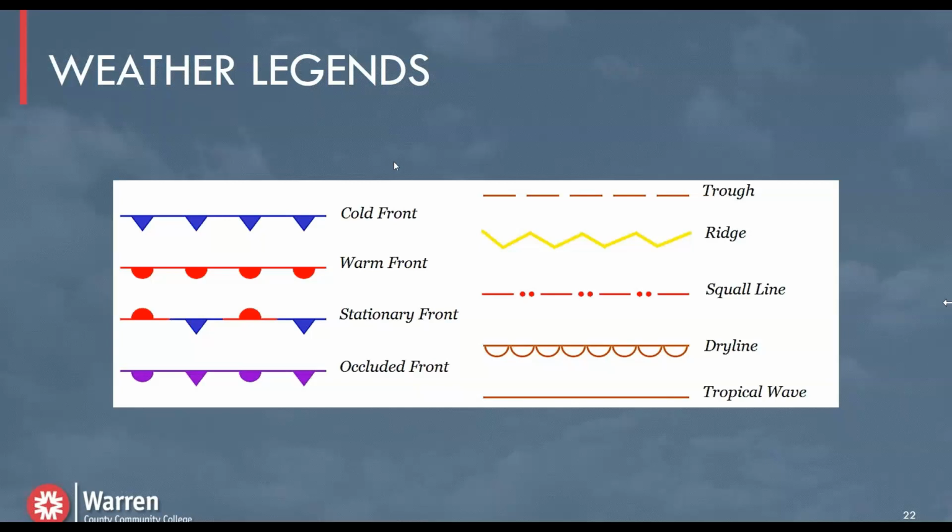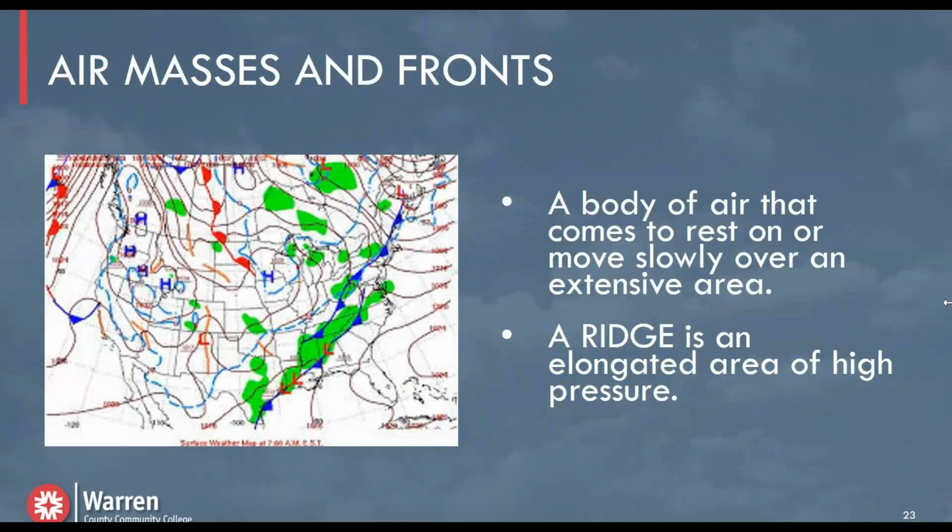Okay, and you also have symbols for stationary fronts, occluded fronts, a trough, a ridge, a squall line, and you won't see dry line or tropical wave on the test, but know that they exist. So this is what this might look like. Okay, air masses and fronts. That's a body of air that comes to rest on or moves slowly over an extensive area. A ridge is an elongated area of high pressure.